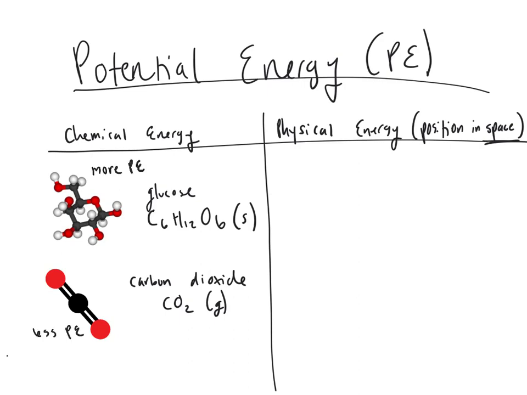You can also think about this in terms of complexity. So more potential energy usually means more complex, and less potential energy means less complex. And you can see that by the solid and gas as well. So let's look at the physical energy example.